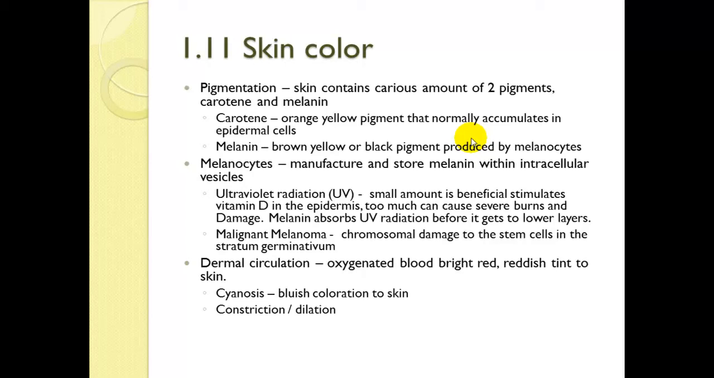Dermal circulation: oxygenated bright red blood gives a reddish tint to the skin, and whenever we have somebody that's oxygenated, we check capillary refill and consider them pink, warm, and dry. And then we have some variations on this, which is cyanosis, which is a blue coloration of the skin. The reason some people get cyanotic is because you shut something called a precapillary sphincter whenever you're in shock. This constricts the peripheral vessels so that it will shunt blood towards the core. Vice versa of that, we have the other term called dilation, which means the lumen of the vessel actually becomes larger.